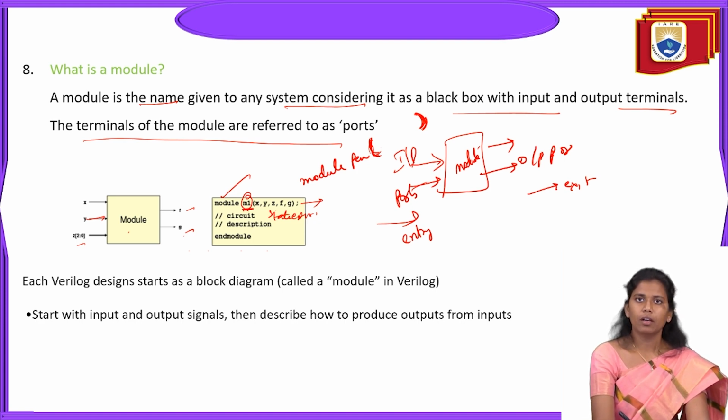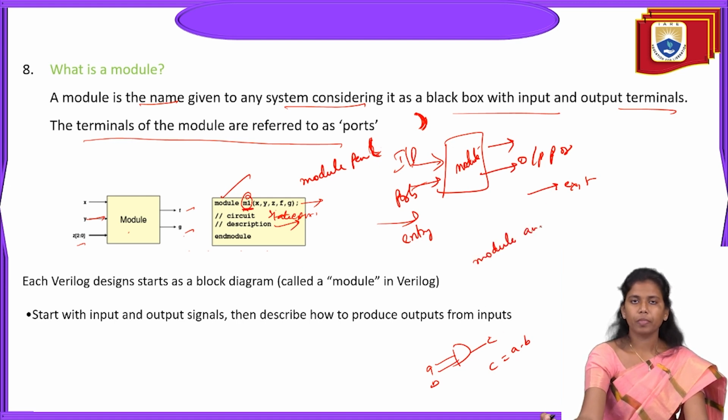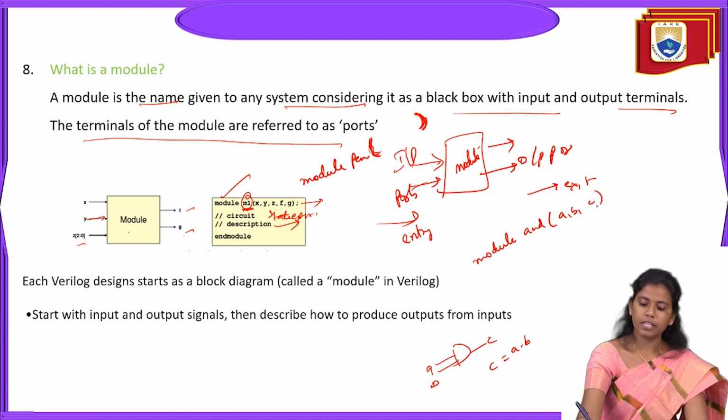For example, if I'm considering an AND gate, I have to give the names A and B, and C is the output. And what is an AND gate? C is equal to A dot B, right? So now in the module, I have to write module AND gate. My inputs are A, B, output is C. And then after this, I have to mention a statement called begin. Begin. Now I have to write the statements.